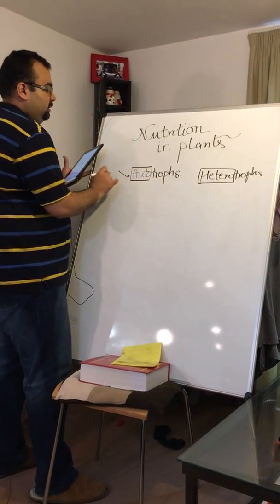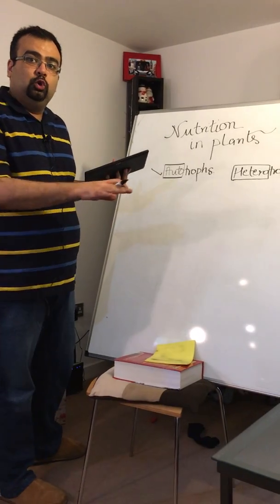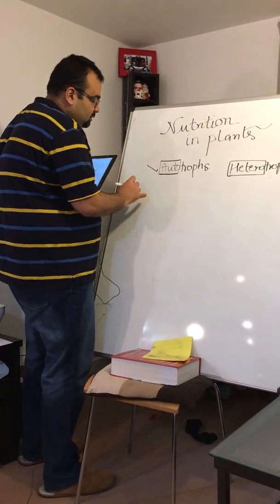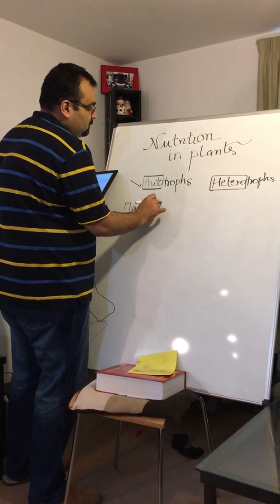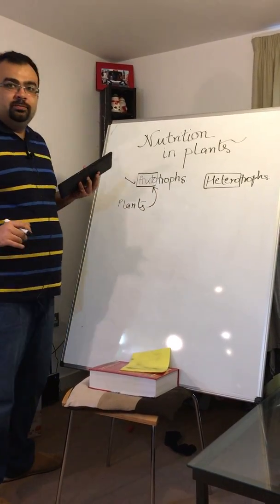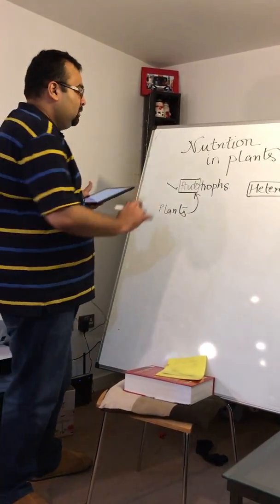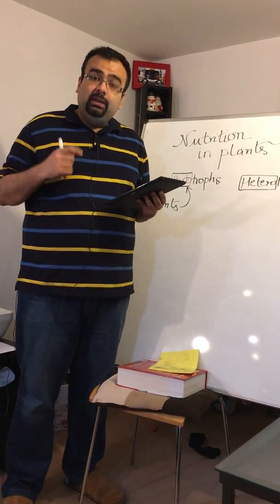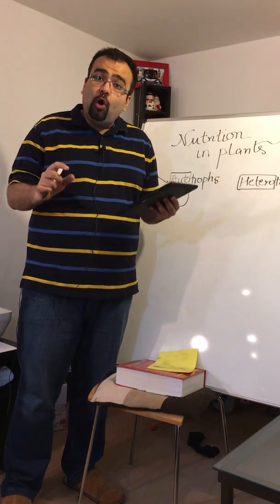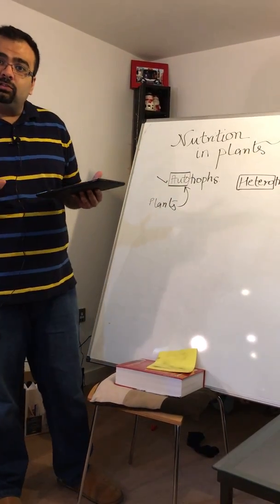Auto means it's automatic, they do things on their own. Now plants, most of them are going to be autotrophs because they can produce their own food. Okay, so what is an autotroph? Autotroph is an organism that makes its own food from the raw materials.